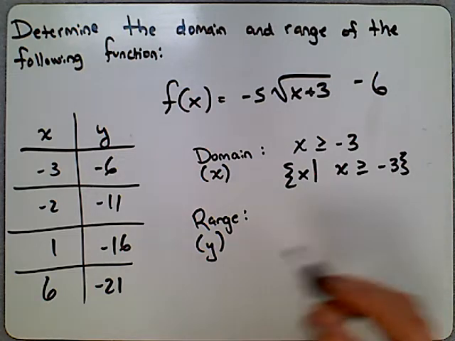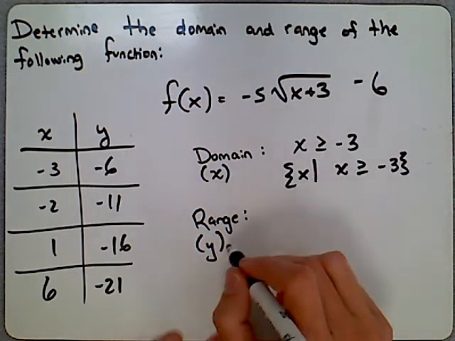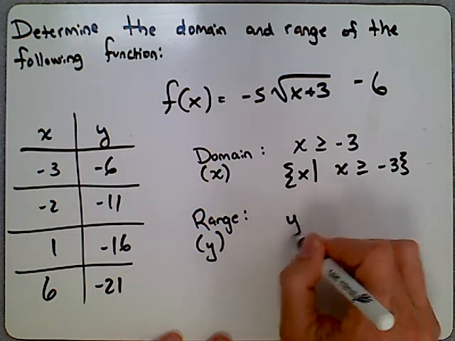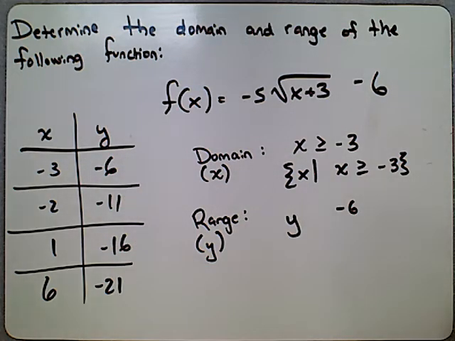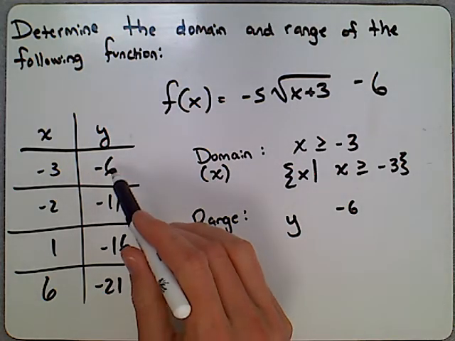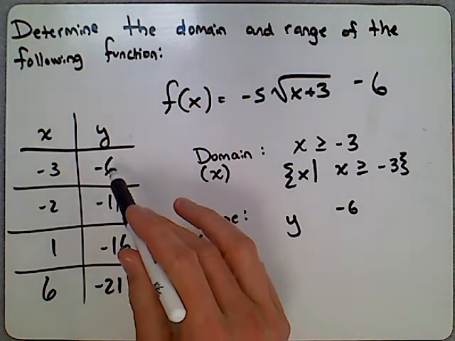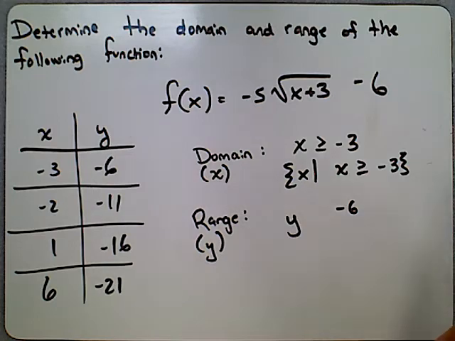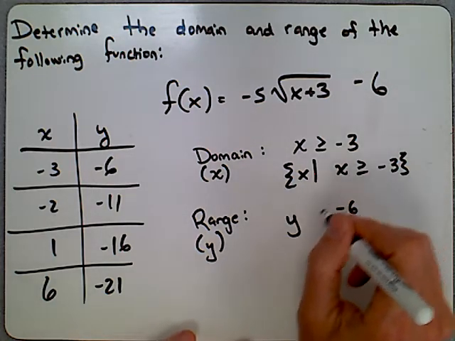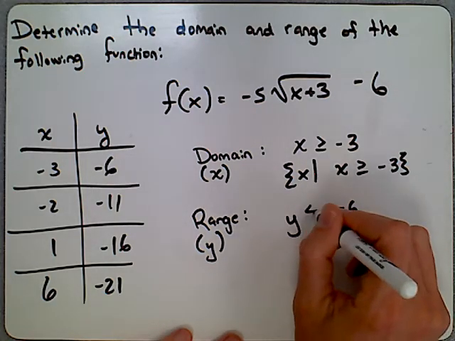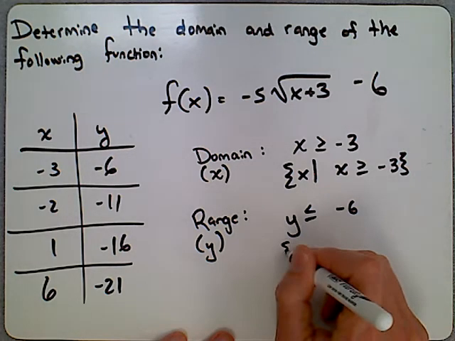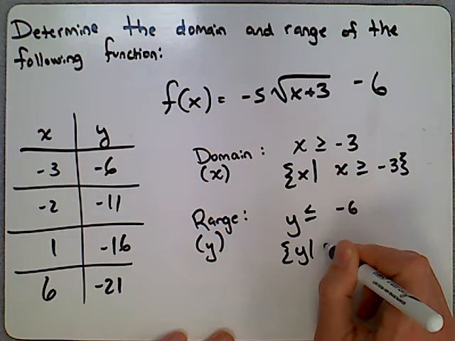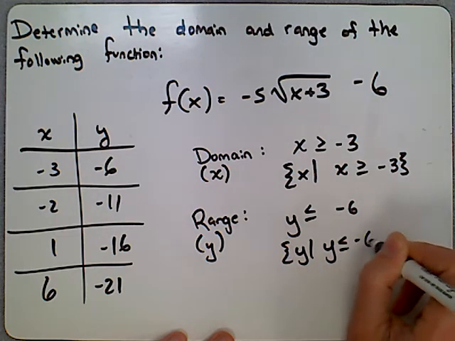All right, with the range, same thing goes in terms of how we start this. We want to identify the variable. We've got a y there. We want to identify the -6 from our starting point. But one thing I want to note here is that the y values are going down. So we start at -6 and we go down by 5 each time. We're going to have a y value for the range. We're going to go with a less than or equal to -6 in this case. Again, we can represent that as the set of all y such that y is less than or equal to -6.